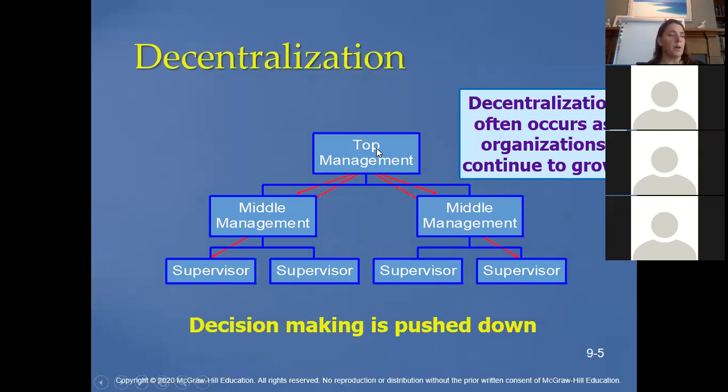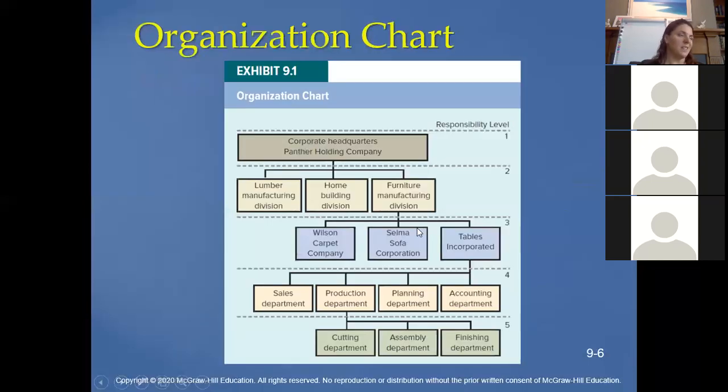This gives an example of what decentralization looks like. So all of your decisions, and it doesn't necessarily have to be different branches or different areas. Really, it just means that top management does not make all the decisions, that your middle managers are making decisions for whatever they happen to be managing. Here's another example of an org chart. Again, it's very dependent on which type of company you work for, but decisions are made more so here and more so here rather than everything being made at corporate headquarters.